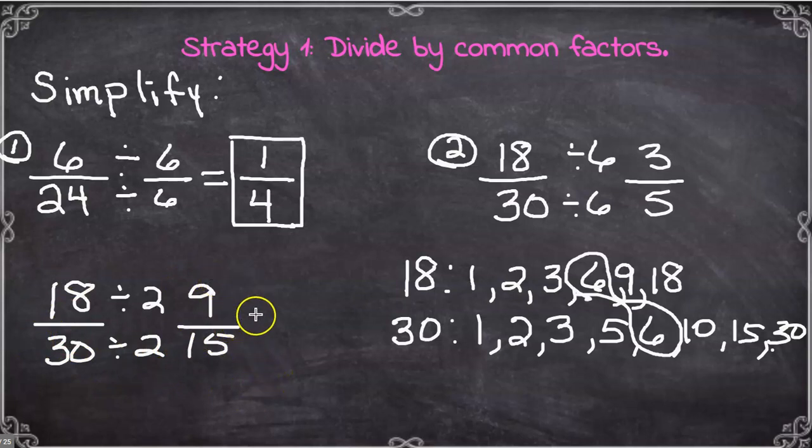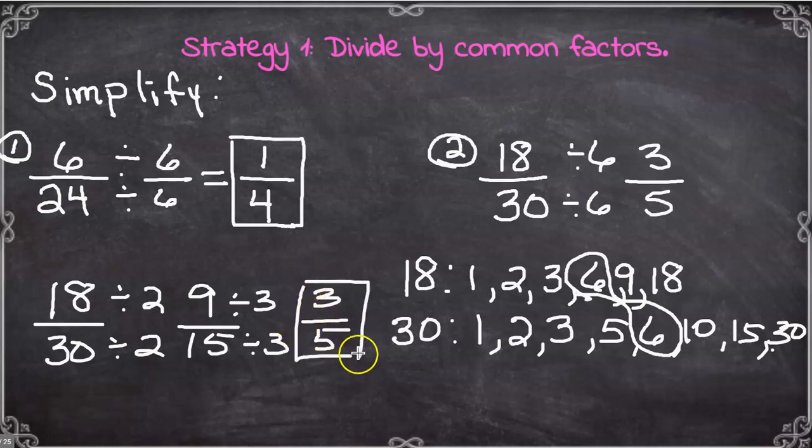And then I need to think of a factor that 9 and 15 have in common. I can list factors, or I can just think, okay, 9 is 3 times 3 and only has factors of 1, 3, and 9. 15 has factors of 1, 3, 5, and 15. They do have 3 in common. So let's divide both of them by 3. 9 divided by 3 is 3. 15 divided by 3 is 5. And I still end up with the same answer.